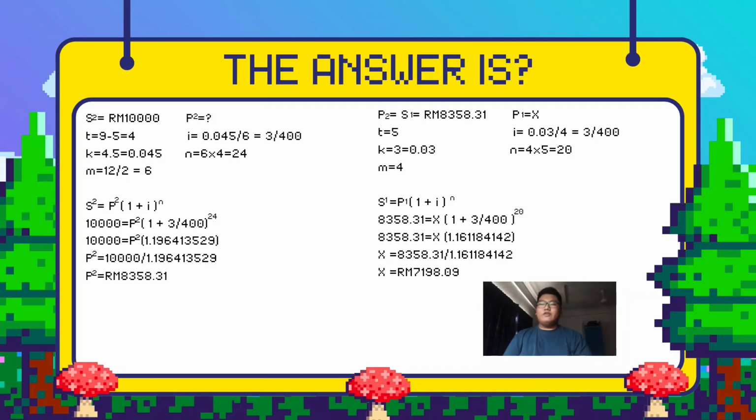Now we're going to calculate the rest of the years, that is 5 years. So for S1, we're going to use the answer from P2, that is 8,358 ringgit and 31 cents, in order to find P1. We're going to use the same future value formula, that is S1 equals P1 bracket 1 plus I bracket to the power of N. So 8,358.31 equals X bracket 1 plus 3 over 400 bracket to the power of 20. We're going to solve the bracket first, and then we're going to divide 8,358.31 by the answer from the brackets, and then we're going to get the answer, that is 7,198 ringgit and 9 cents.